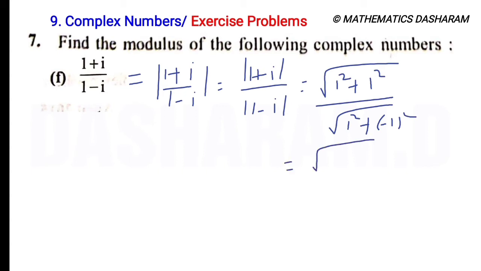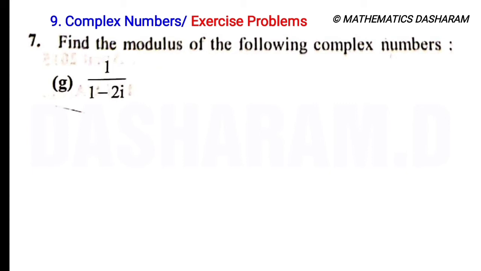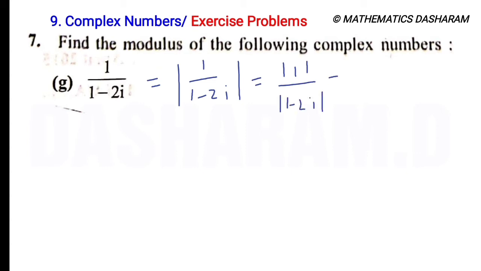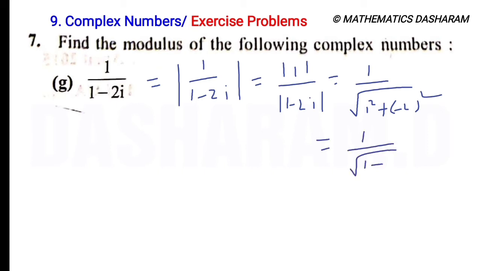So under root, 1 square plus 1 square, that is 1 plus 1, it is also root 2. So the answer is 1. Question number G, 1 by 1 minus 2i. So mod of 1 by 1 minus 2i equals mod 1 divided by mod 1 minus 2i. Mod 1 is 1 itself, and mod 1 minus 2i is under root 1 square plus minus 2 whole square, which is 4. So 1 divided by root 5.